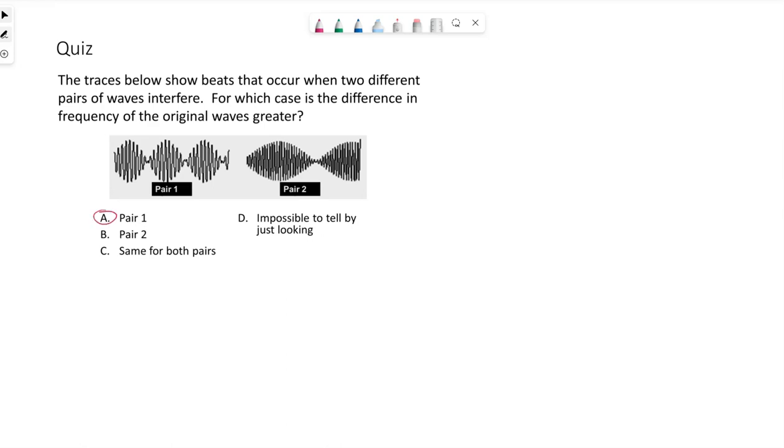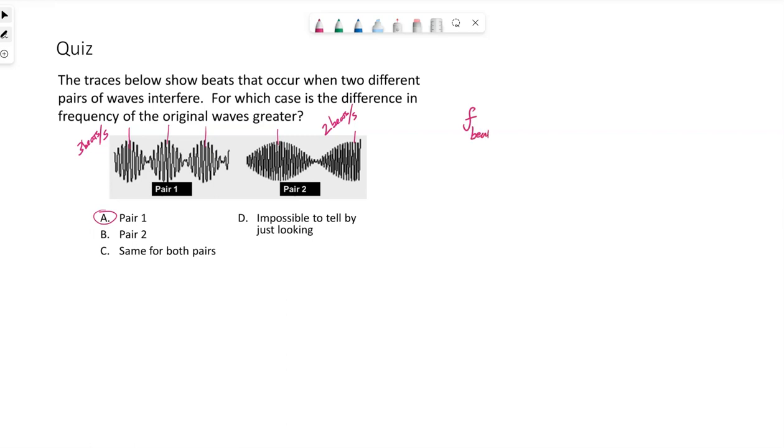So the correct answer here is A. So in pair 1, we're seeing 1, 2, 3 beats in this specific time frame. But pair 2, we're seeing just barely 2 beats. So 2 beats per second, 3 beats per second.